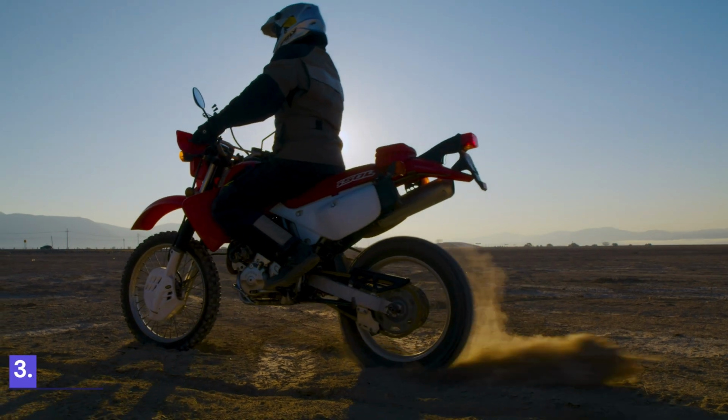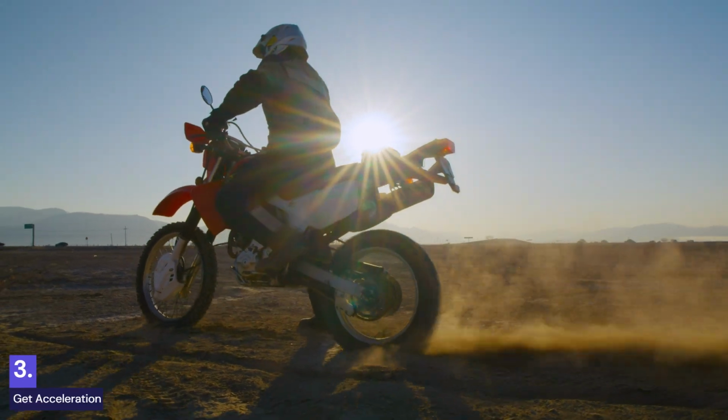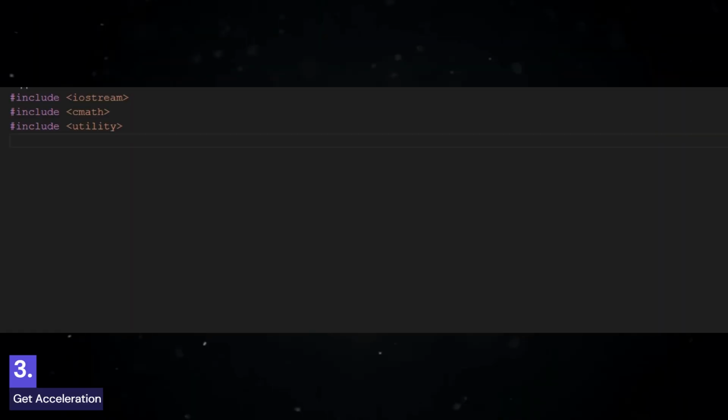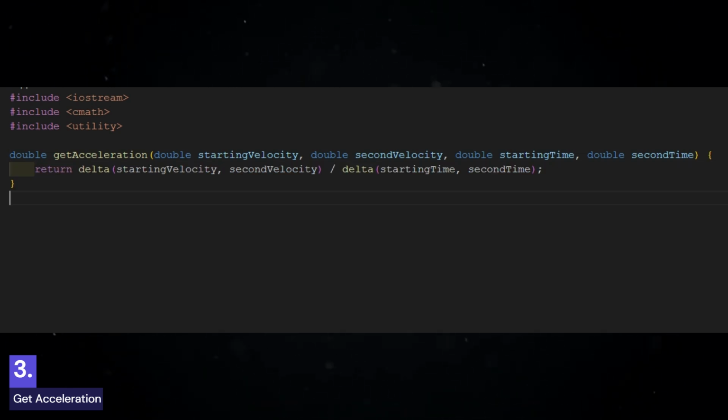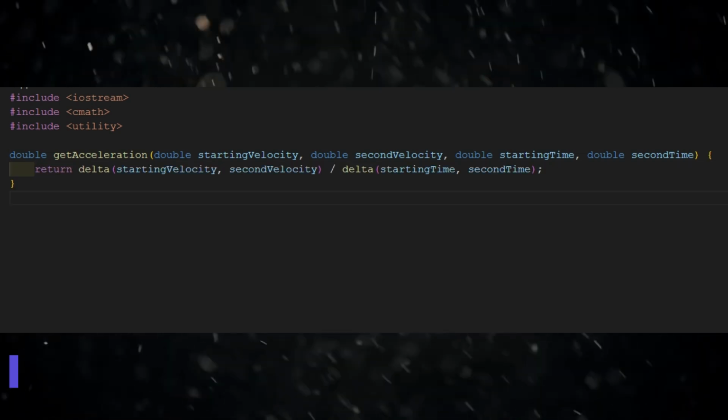The getAcceleration function calculates the average acceleration. It uses the starting and final velocities and the corresponding times to compute the change in velocity divided by the change in time, as expressed in the formula.